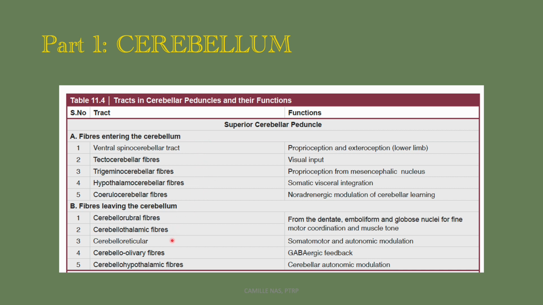While for the fibers that exit the cerebellum, it's your cerebello-rubral fiber, which is from the dentate, emboliform, and globose nuclei for fine motor coordination and muscle tone. Your cerebellothalamic fiber with the same function. Your cerebelloreticular for somatomotor and autonomic modulation. Cerebello-olivary fibers for GABAergic feedback. And your cerebello-hypothalamic fibers for cerebellar autonomic modulation.